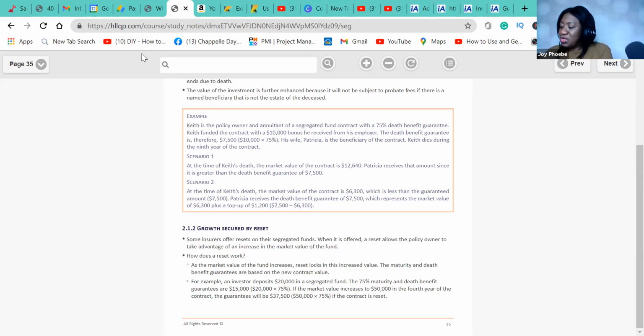Okay, here it is. So initially in 2020, we invested $10,000. When you invested this $10,000, let's say this fund gives you a maturity guarantee of 75% and a death benefit guarantee of 75%. So your guarantee on this 10,000 is 7,500. Then fast forward to 2021, the market did so well. Your 10,000 is now 20,000.